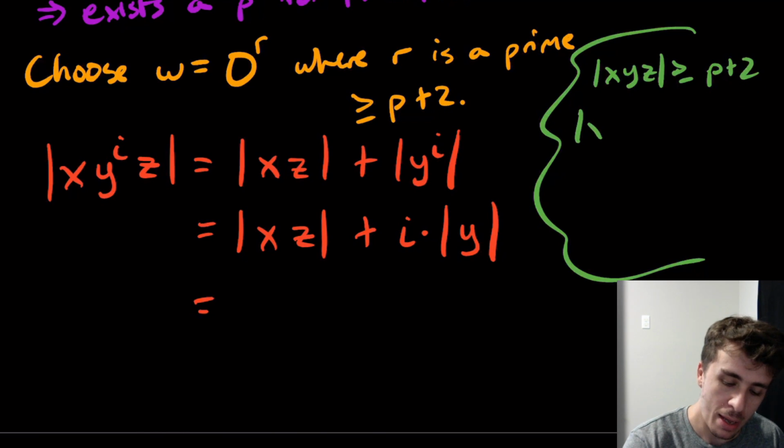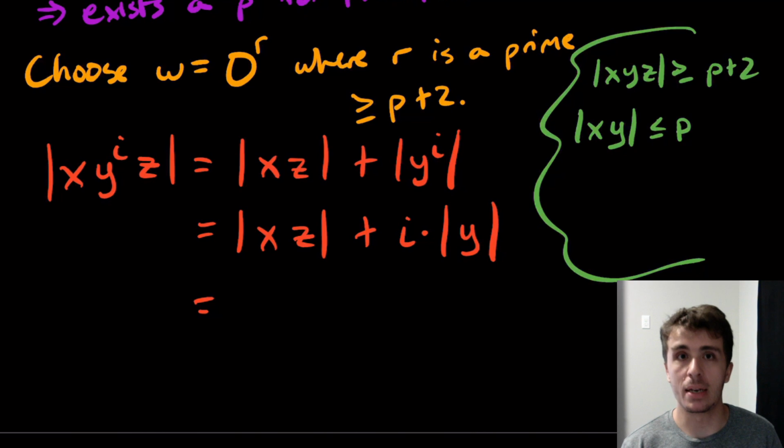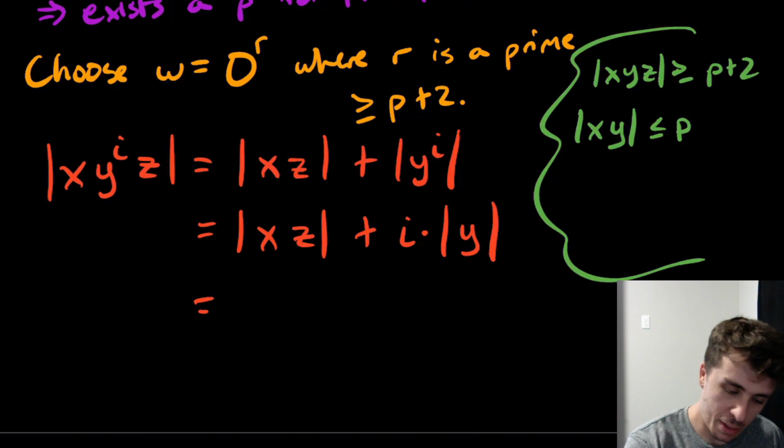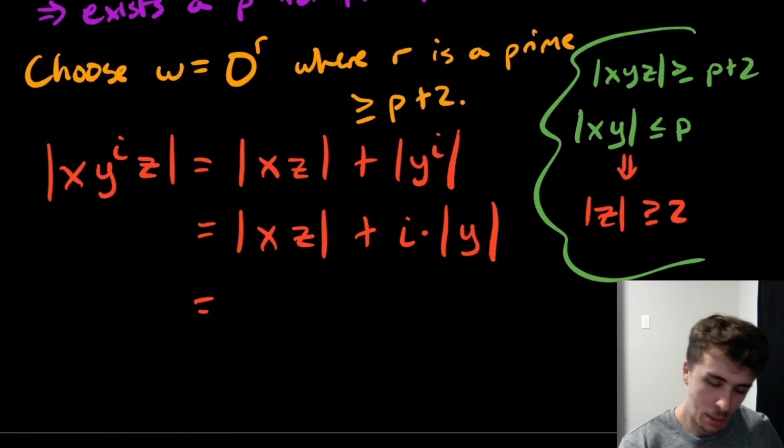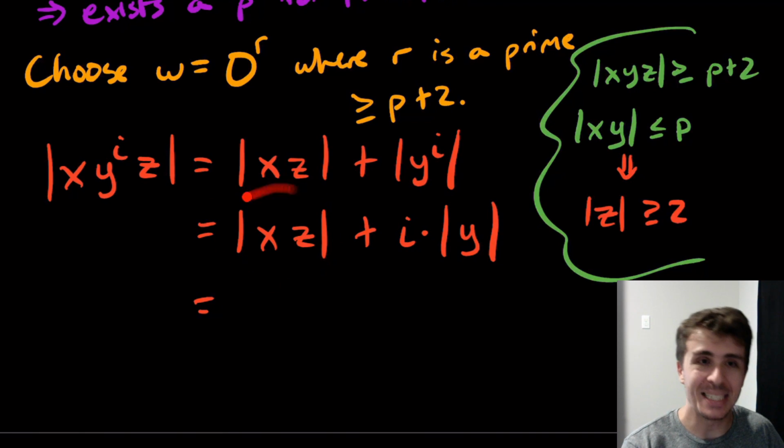But we know that xy right here is of length at most p. Right? We know it's of length at most p. It's within the first p characters. So that actually tells us something interesting, in that the length of z by itself is at least 2. Because the length of xy can at worst take p characters, which leaves at least 2 characters for z. So then what can we say about this?